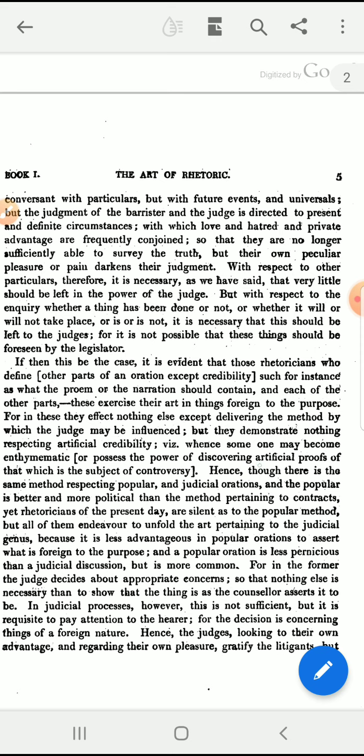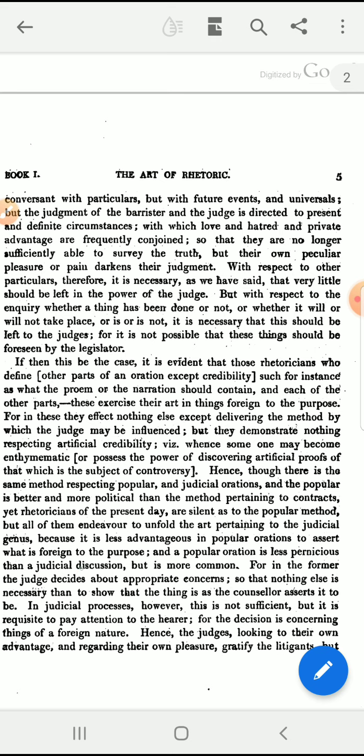Hence, Aristotle writes, though there is the same method respecting popular and judicial orations, and the popular is better and more political than the method pertaining to contracts, yet rhetoricians of the present day are silent as to the popular method, but all of them endeavor to unfold the art pertaining to the judicial genus, because it is less advantageous in popular orations to assert what is foreign to the purpose. And a popular oration is less pernicious than a judicial discussion, but is more common.